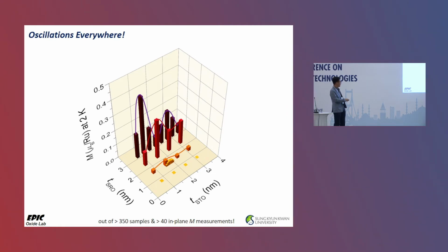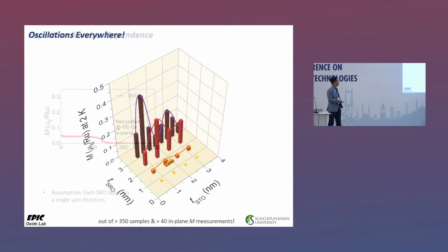But if you go for 8 unit cells of SRO, you still see this oscillation. 4 unit cells of SRO, you still see this oscillation. So if something like this comes up, then you have to believe this type of oscillation is real. Okay? So at low temperature, you have some magnetic ground state that oscillates with the thickness of the spacer layer. Okay, so what's going on?